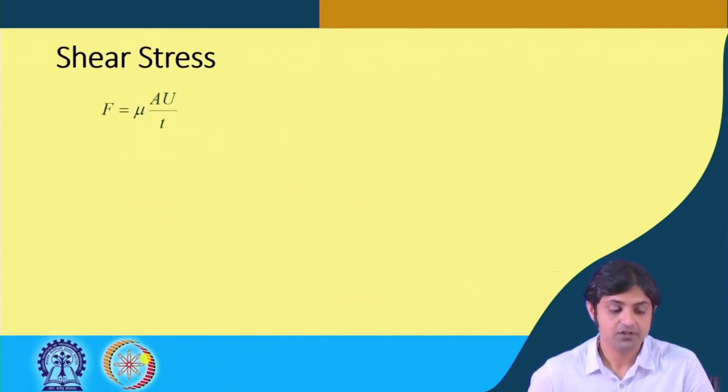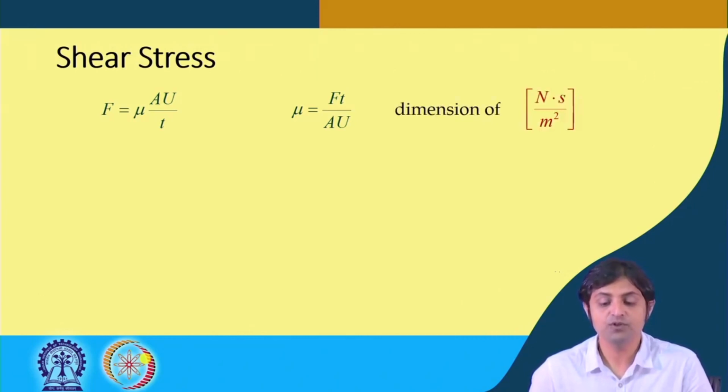Shear stress. So force, as we have seen in the last slide, is given as mu times A multiplied by u divided by the distance between the plates T. So mu can be written as F t by A u. The dimensions of mu is Newton second per meter square. I think you should do this derivation after this lecture is finished, at your own convenience.